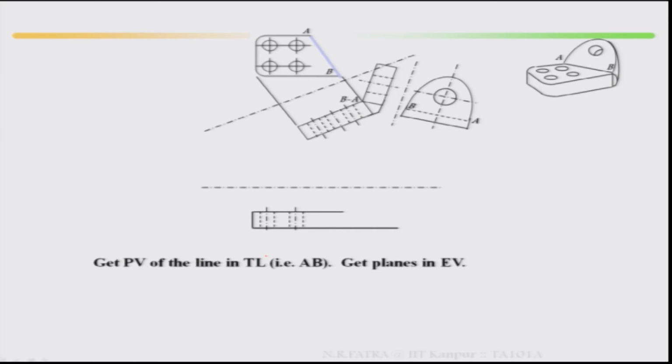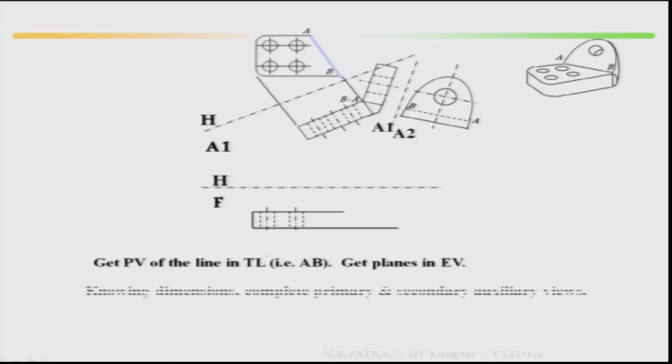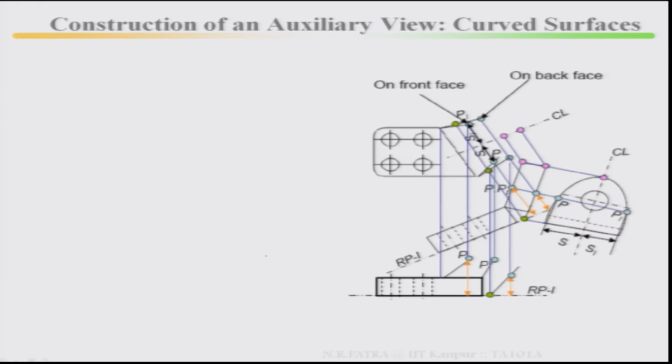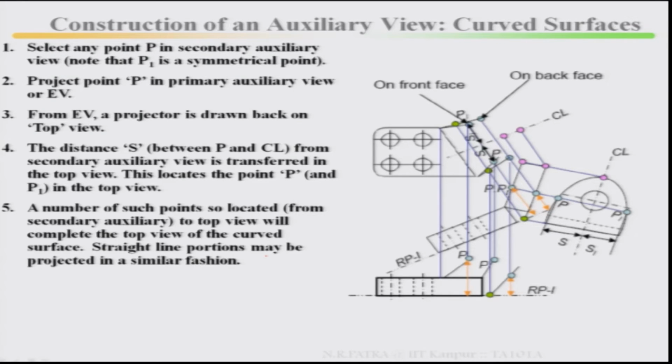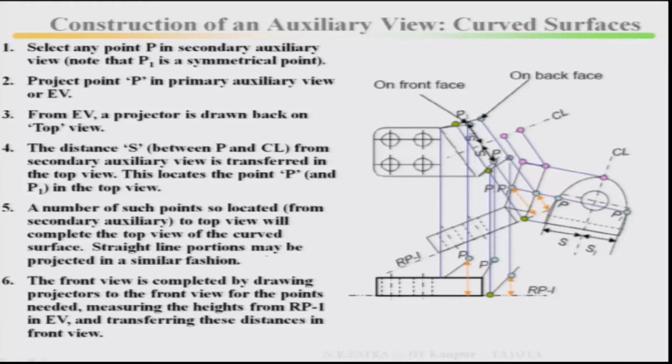Now take the point view. Get the point view of the line in true length, that is AB. Get the plane in edge view. Then, knowing dimensions, complete the primary and secondary auxiliary views. This is the procedure, how it has been completed knowing the dimensions. Unless you practice, it will be difficult.